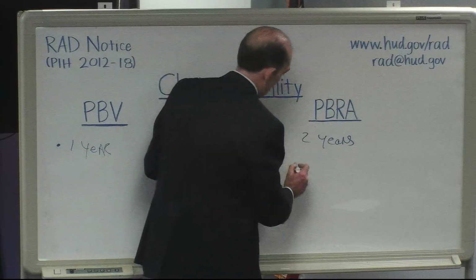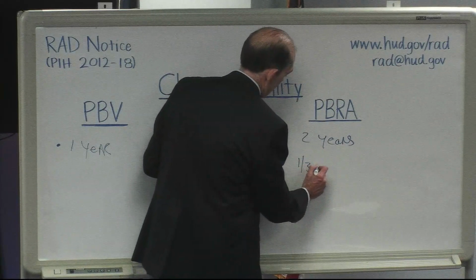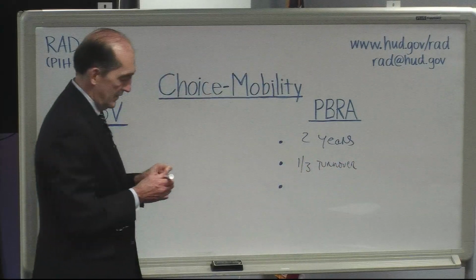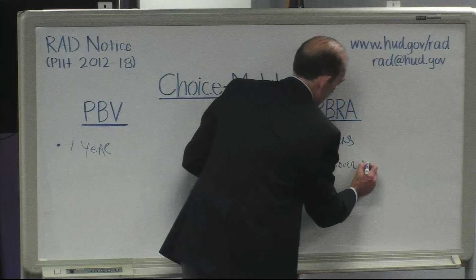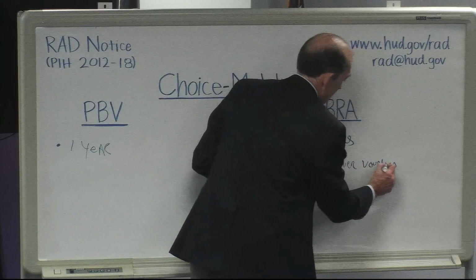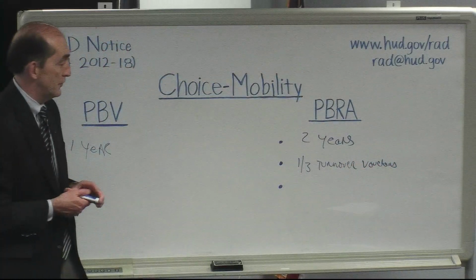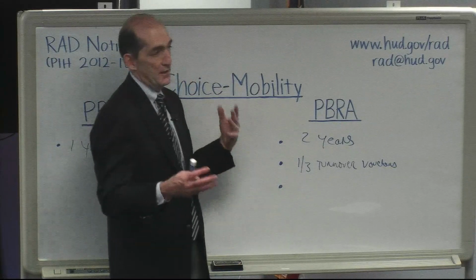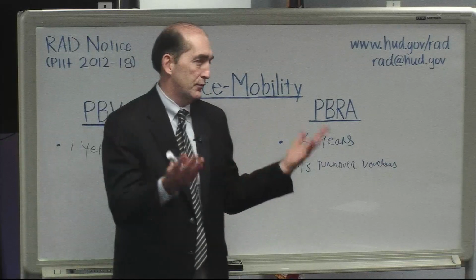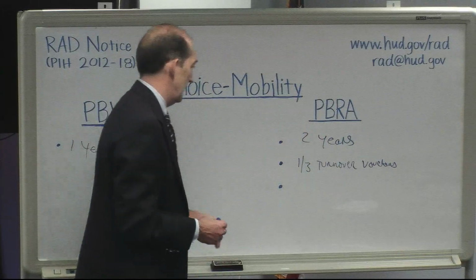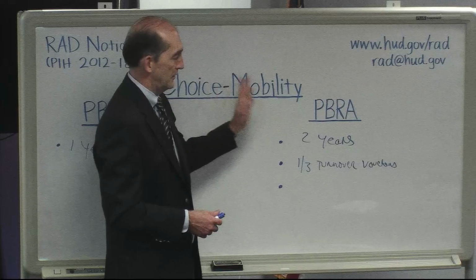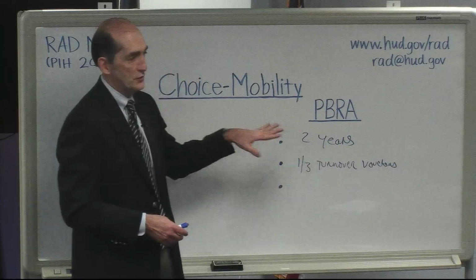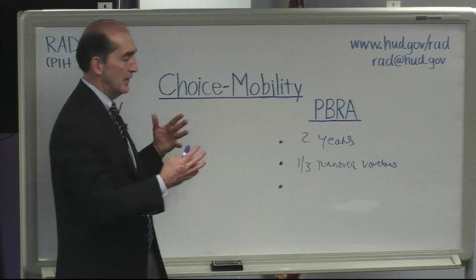So the first is the PHA can decide to limit the number of turnover vouchers that are available to the agency that year for RAD to not more than a third. So if an agency has 10 vouchers that turn over a year, then 3 of those vouchers would be eligible to contribute to whatever project has been converted. So that's one. So we don't put undue pressure on the agency's voucher program to support this.